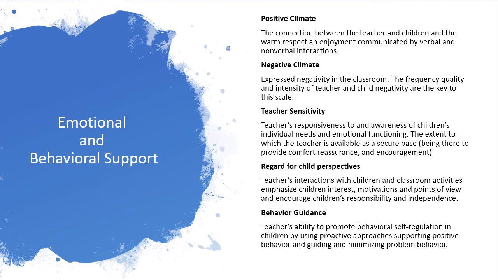And the negative climate expresses negativity in the classroom. The frequency, quality, and intensity of teacher and child negativity are the key to this scale. In other words, we're trying not to be negative. You're going to use positive things. If you catch any negativity, then that is recorded as something that shouldn't be happening in the classroom. Negative climate is to say that you don't have negativity in your classroom. So for that reason, this one and only this one, you want to get a 1. A 1 means that there is no negative climate in your classroom. Everything else you want a 7, but for negative climate, you always want a 1.